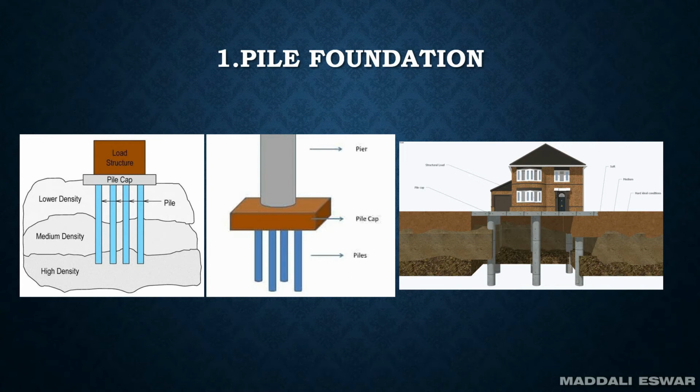Whenever we have piles, we have a pile cap on these piles, and in the center of that pile cap we have a column. The column transfers the loads to the pile cap, the pile cap transfers them to the piles, and the piles transfer the load to the soil. In the third picture you can see the three types of soils: low density, medium density and high density. The piles are drilled into the high density soil.